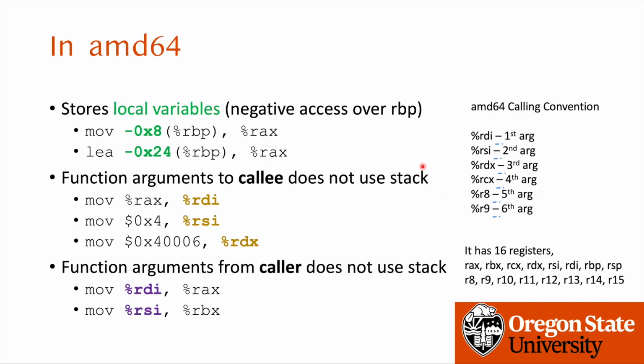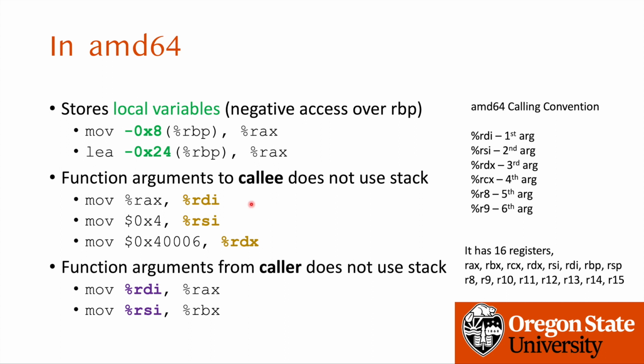Then, how does stack usage work in AMD64? We use local variables the same as in x86. We store the local variables on the stack, so you can see the negative index access over RBP as a local variable. But for the function arguments, we pass arguments using the registers in this order: RDI, RSI, RDX, RCX, R8, R9. So please memorize this order, and then you can easily identify the first argument, second argument, and third argument.